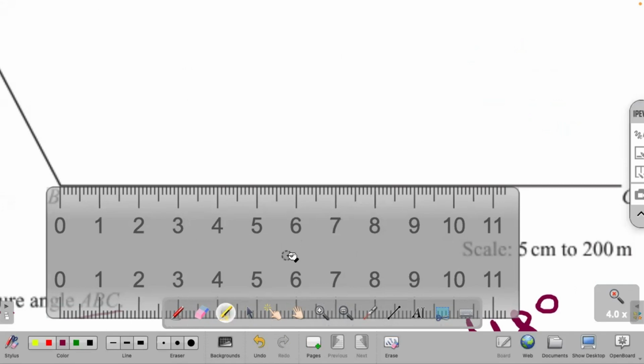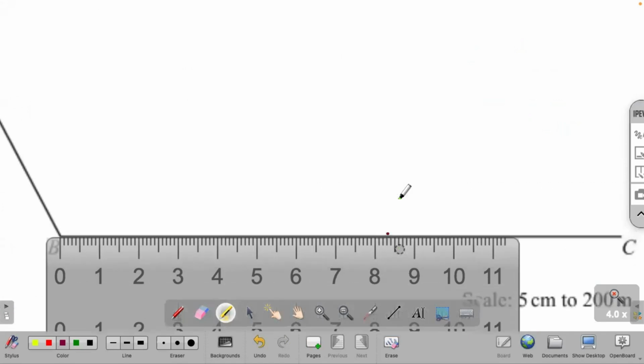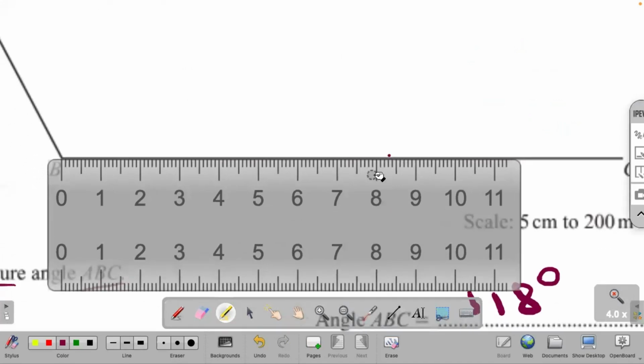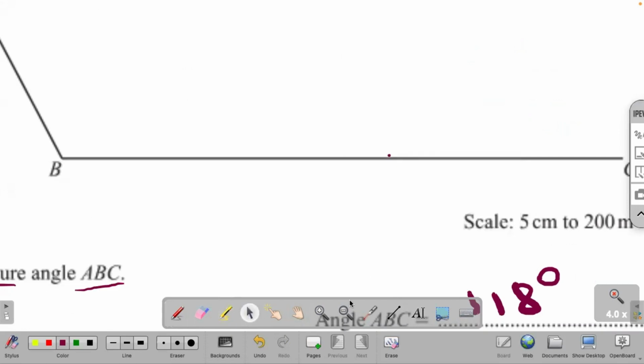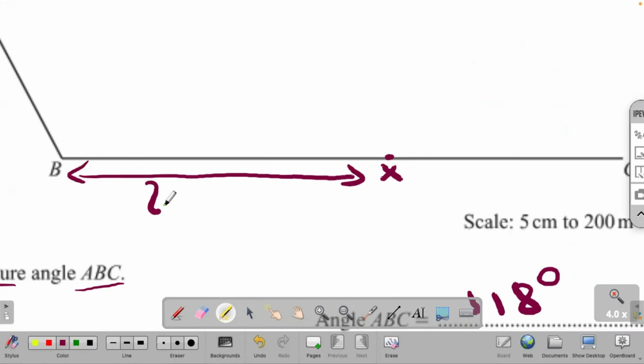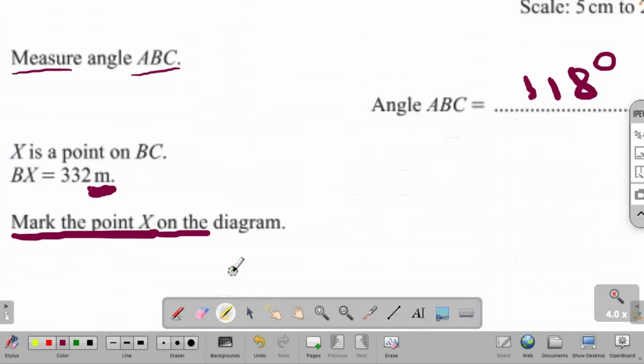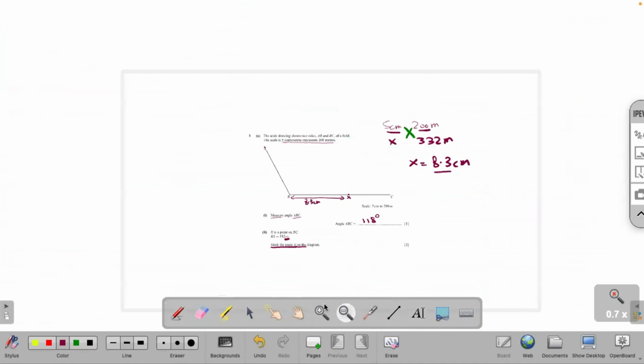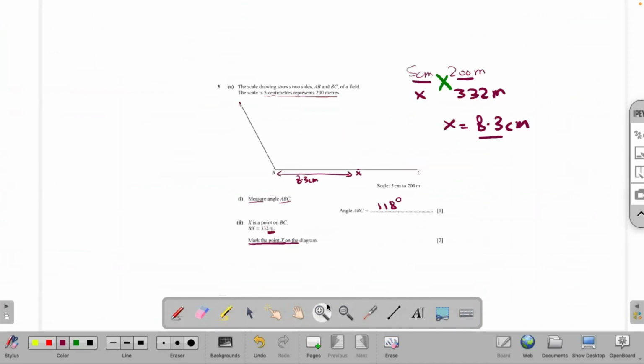So that's 8, 8.1, 8.2, 8.3. Yeah, that's your point for X. Now we can remove the ruler. And we'll make a note here that this is point X. Since BX is 8.3 centimeters, which is the equivalent of 332 meters according to the scale that they have given us, that is how you were supposed to do the first two parts of this question.